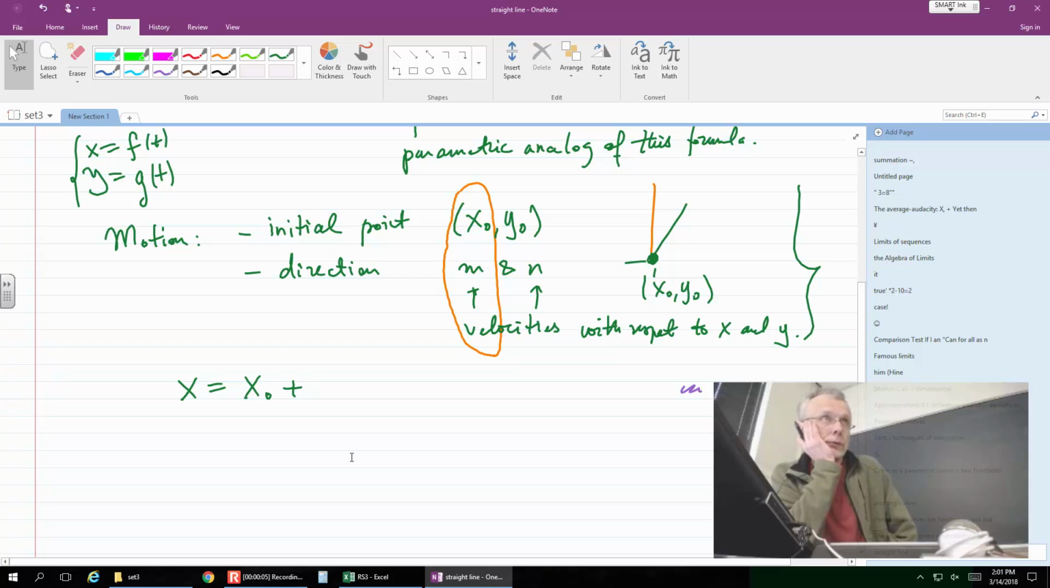Okay, so we're trying to represent the straight line as a parametric curve. We're sort of doing it from scratch, even though we know what a straight line is in an xy plane, a function x of y, a function of x. So we know how to do that.